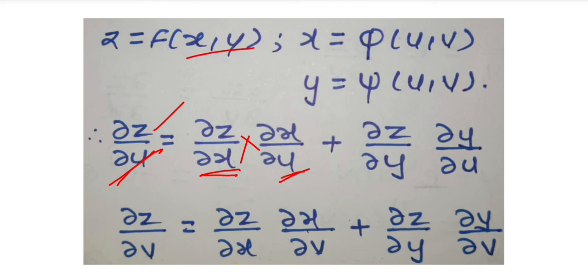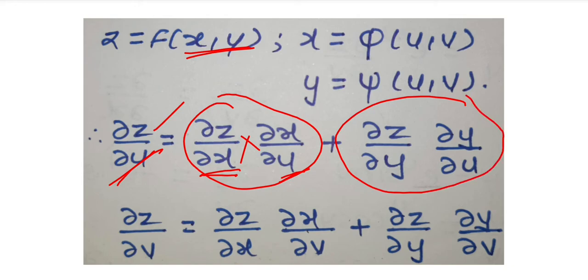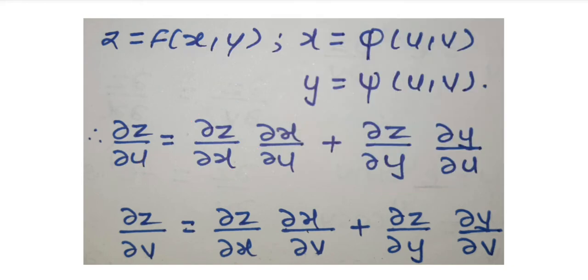as z is dependent on x comma y. So first we will differentiate with respect to x, and then we will differentiate with respect to y. Okay, so here we get delta z upon delta y into delta y upon delta u. Okay, that is how we will find a differentiation of a composite function z with respect to u comma v.